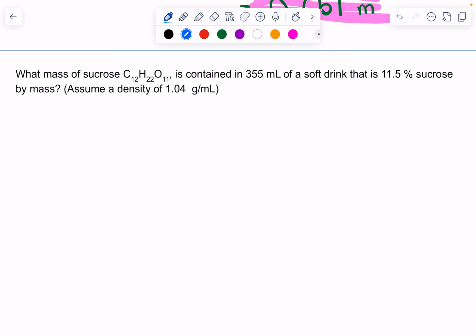And we're back. What mass of sucrose is contained in 355 milliliters of a soft drink that is 11.5% sucrose by mass? Okay, this is a big, long question. Let's first define what 11.5% sucrose by mass is. Then we'll try to answer that question. So the circled part is the question.